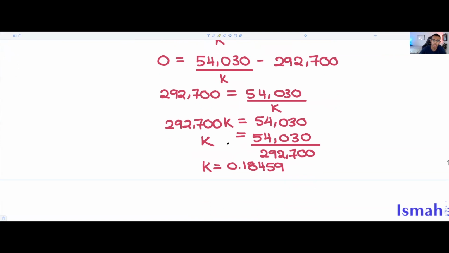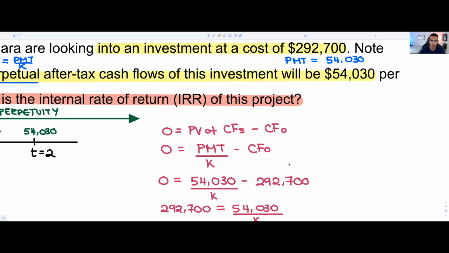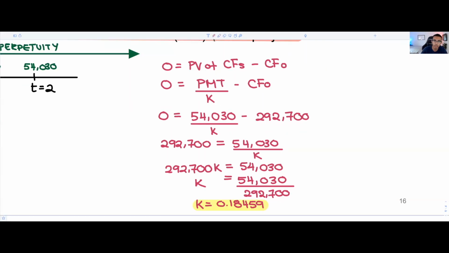So that's how you would solve for the IRR for this given question. It's as easy as that. That's by using the formula method, okay? So we're going to call this the formula method, okay?